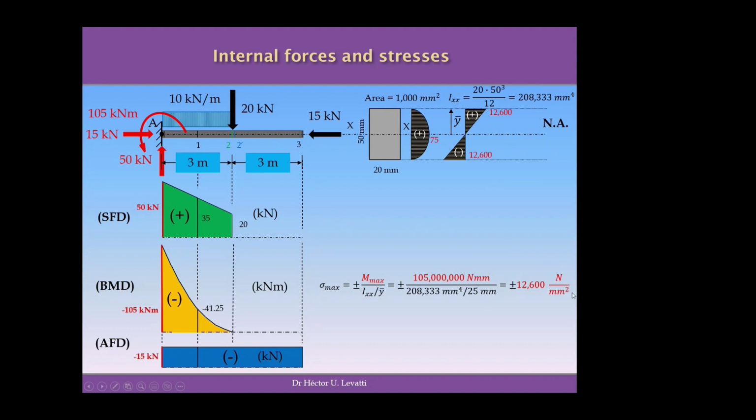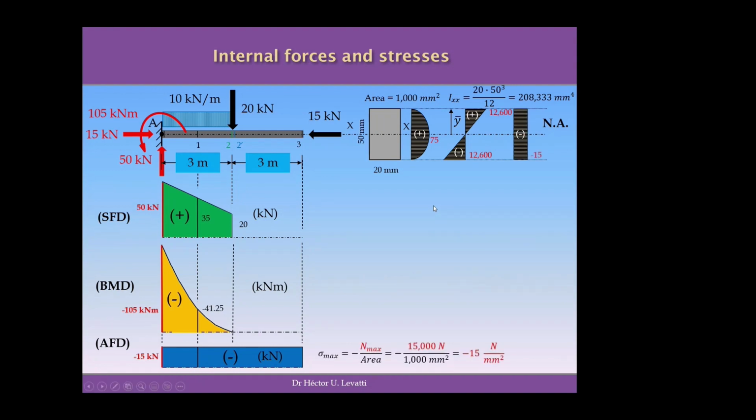Doing the calculations, you find the value, and now you have not only the distribution of the bending stresses, but also the values: at the neutral axis it is 0, and the maximums are on top, a tensile stress of 12,600 newtons per square millimeter, and the maximum in compression, which is the same value, but negative.